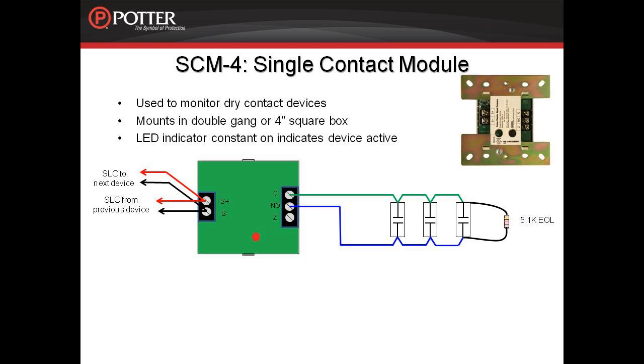The SCM-4 or single contact module is similar to the MCM in functionality. It is also used to monitor the contact status of a dry contact device. One of the differences between the MCM and the SCM is the size. The SCM mounts in a double gang or 4-square back box. When wiring the SCM-4, the SLC wires go in and out on the same terminals. The contact input is wired normally open to the terminals on the other side. A 5.1 k ohm resistor is provided with the device and should be installed on the last monitored device. Remember to set the address for the SCM-4 before connecting it to the SLC.